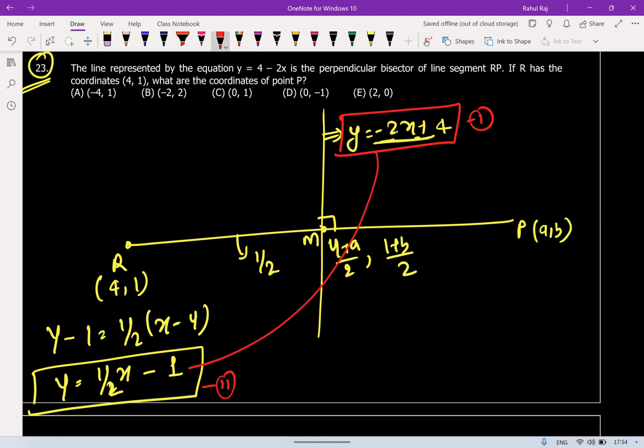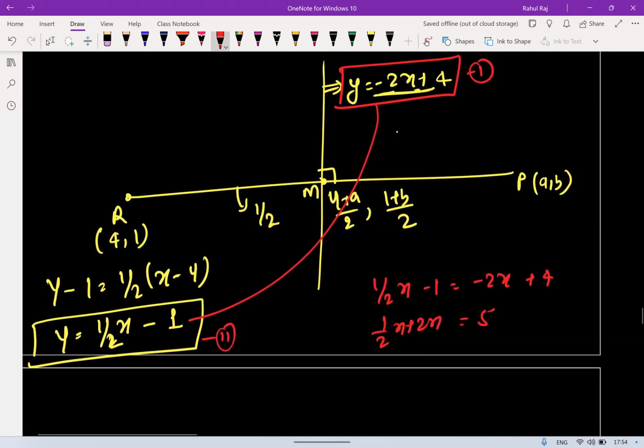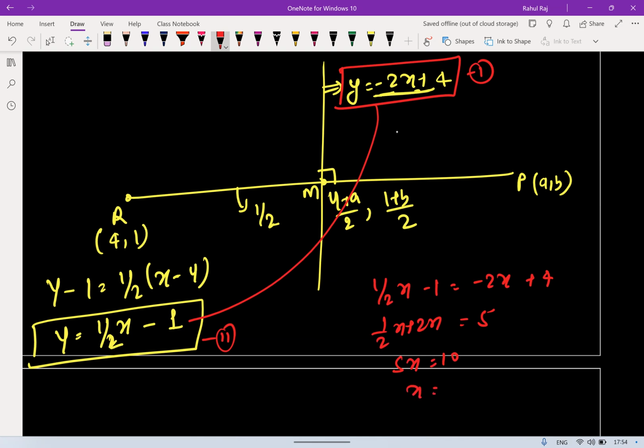When I put the value, what do I get? Minus half x minus 1 is equal to minus 2x plus 4. So when you bring this over, half x plus 2x is equal to 5. 4 plus 1, 5. So this becomes 5x is equal to 10, x is equal to 2. If x is equal to 2, and when I place it over here, I'll get y is equal to 0. It means point M is what?